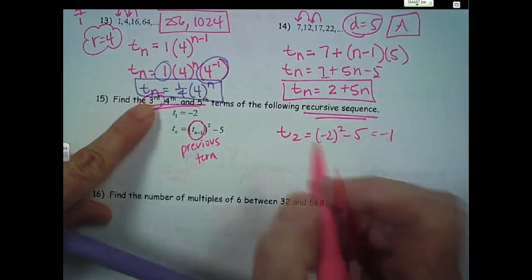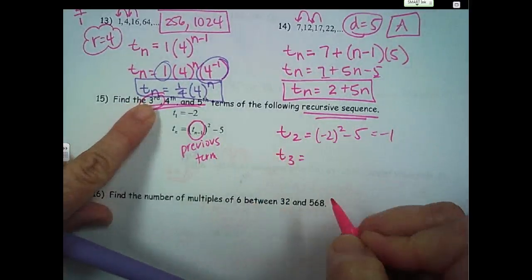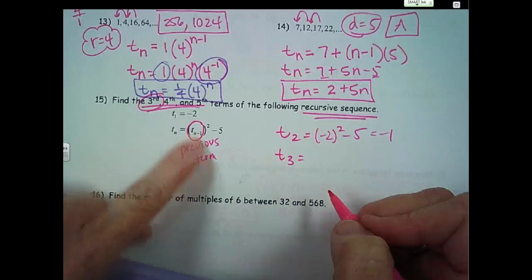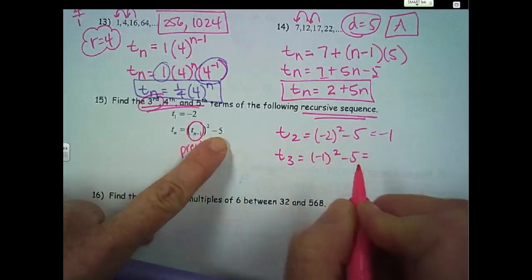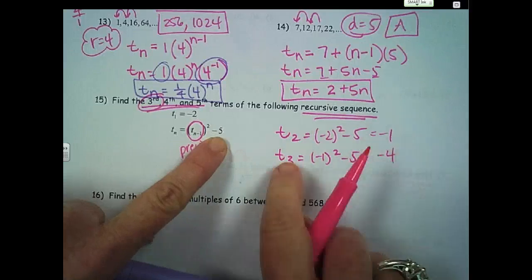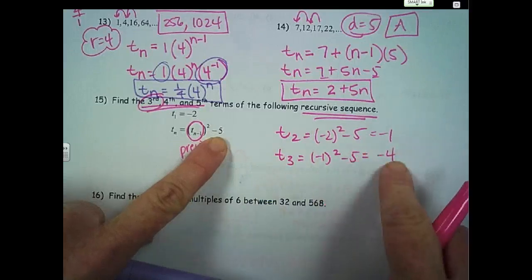Now you can find the third term. So t sub 3, the formula is right here. Use the previous term, which is negative 1, squared minus 5, which now gives you negative 4. So the third term is negative 4. So now we're going to find the fourth term.